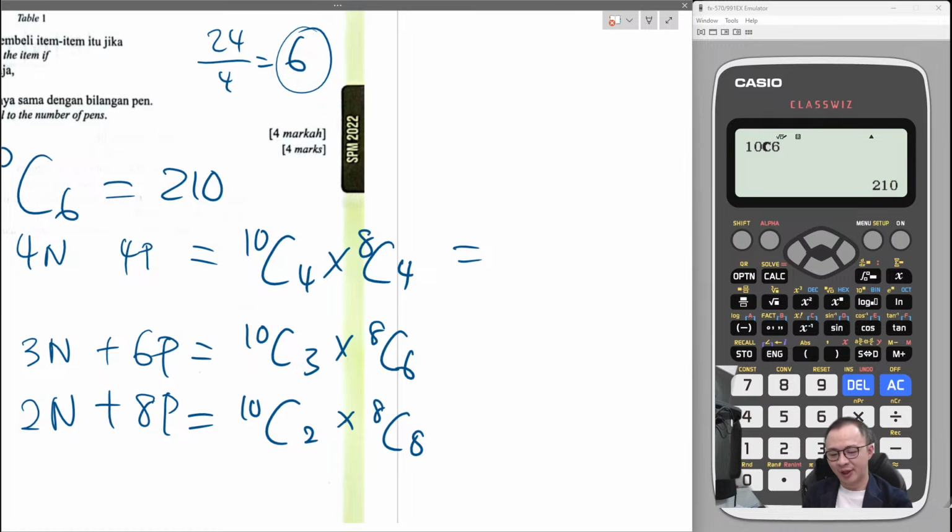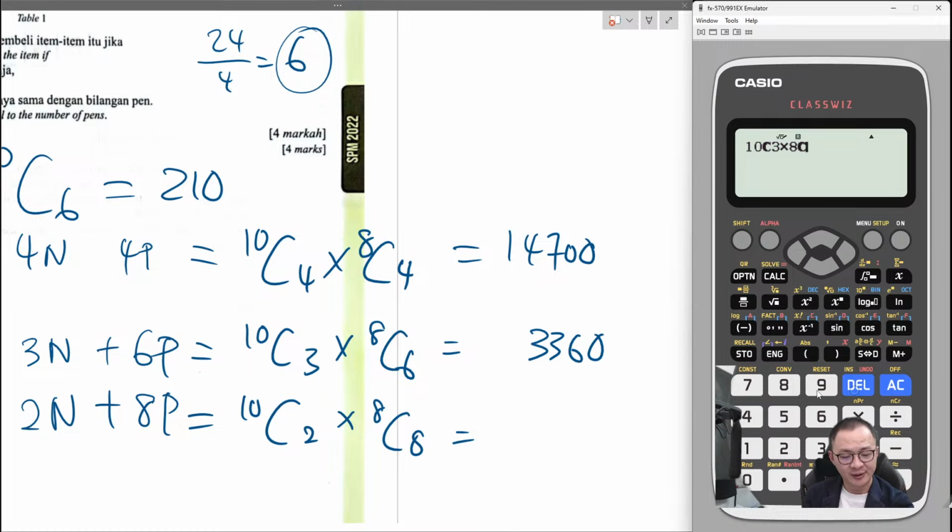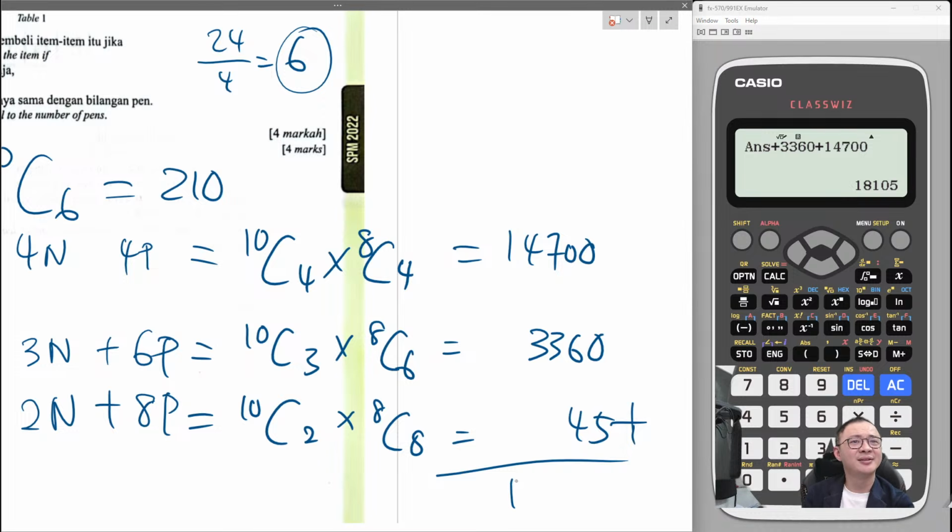Okay, then we type the calculator lah. 10C4 multiply 8C4 is 14700. Then 10C3 multiply 8C6 is 3360. Then 10C2 multiply this one is 45. If I plus all of them, this one plus 3360 plus 14700, I will get the answer 18105, which is correct.